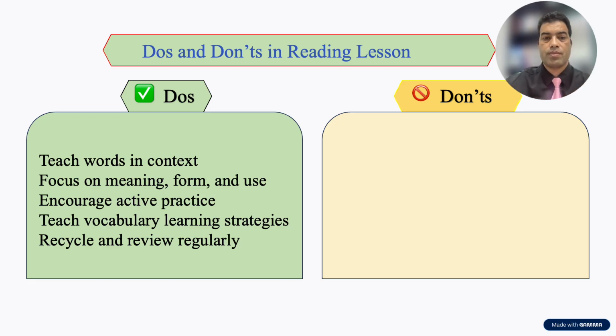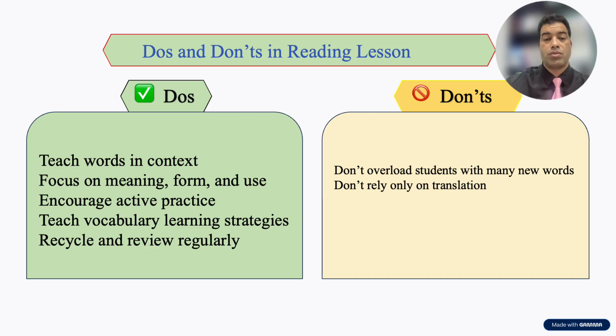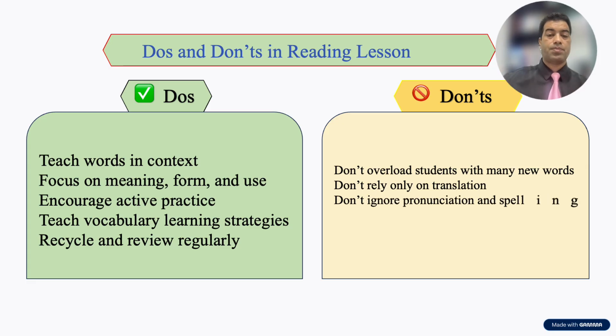And the things that we should not do during the lessons are the don'ts. Don't overload students with many new words. If we overload students with many new words, they will not understand and they will get confused among the words. Don't rely on translation. If we translate, students will rely on translation, not the target language words. Don't ignore pronunciation and spelling, which are important when we are giving speaking activities. Pronunciation matters, and in writing, spelling matters.